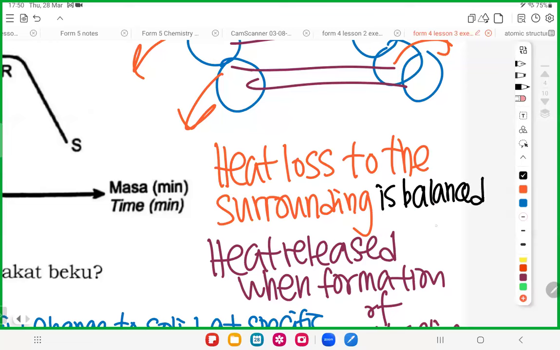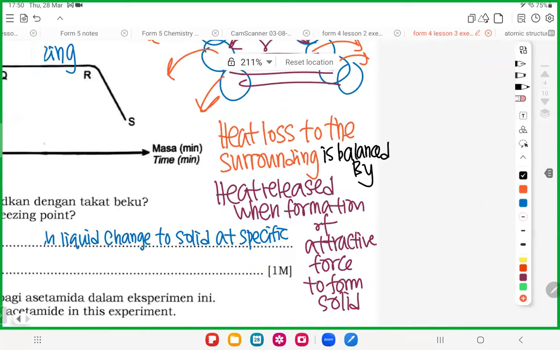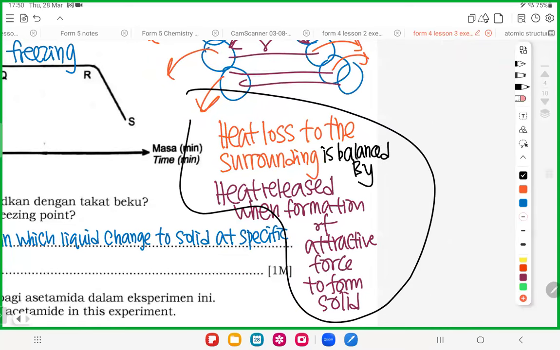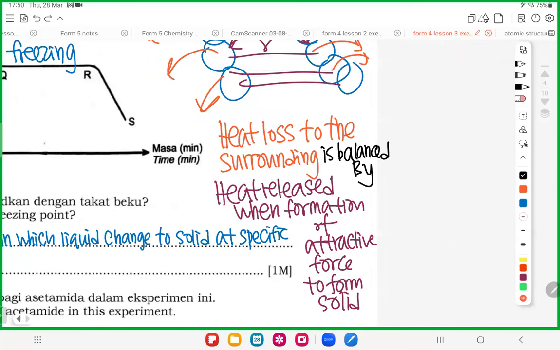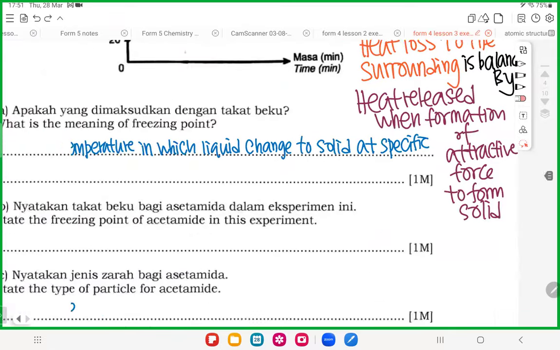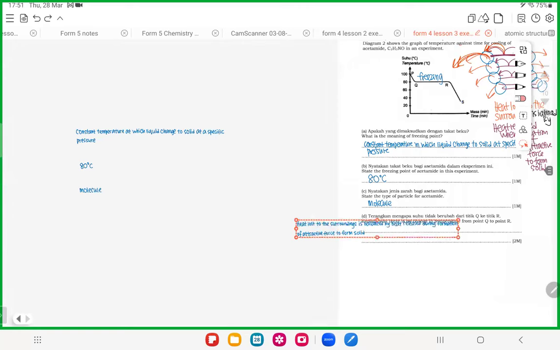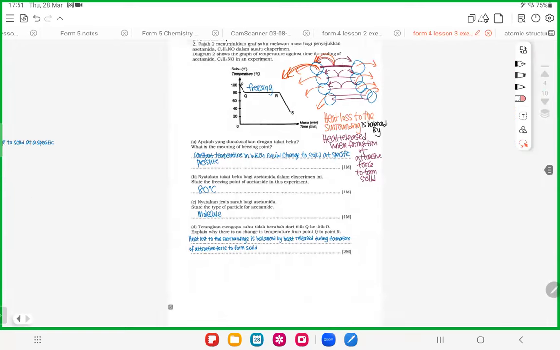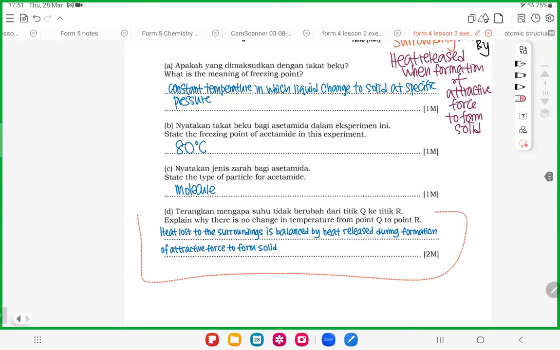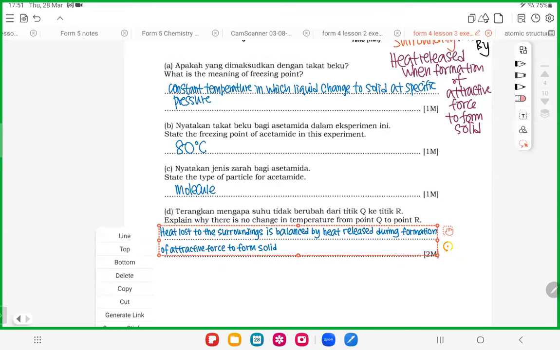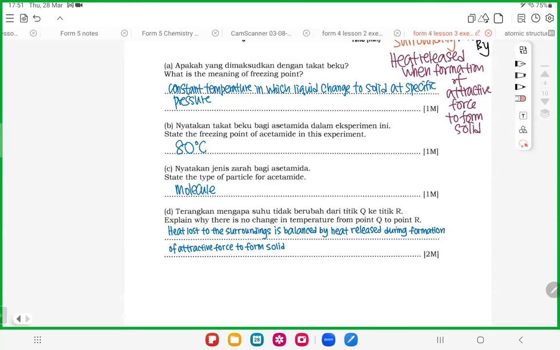Okay, it's balanced by. So this is the whole thing. I really hope you all know this, because I'm not sure whether you realize or not. Do you notice that almost all the questions that we discussed always ask why the temperature didn't change? Are you aware of that? Let me know in the chat box, yes or no. We discussed three questions just now, and all three questions are asking this. Okay, you got it?